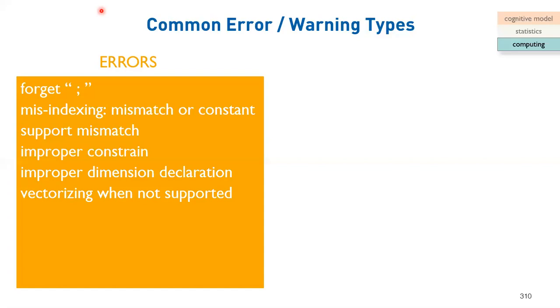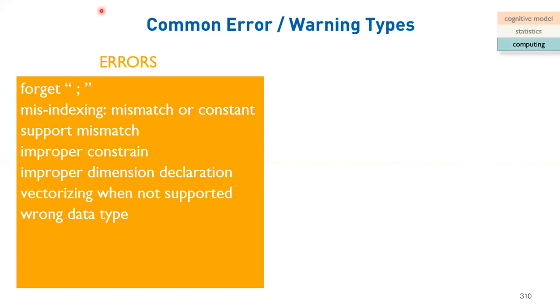So vectorizing is not 100% sure accepted. If you are trying to vectorize something that is not supported, you will also get an error. And in this particular case, the error message will actually tell you or educate you what can be vectorized and what cannot be vectorized. And then you just find out where that is unsupported in your model.